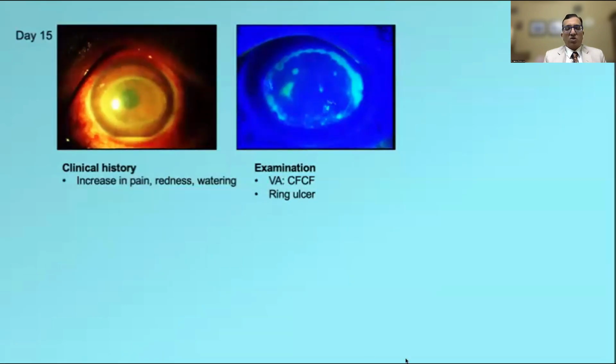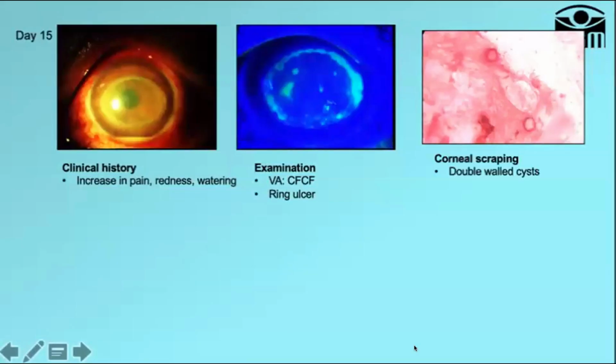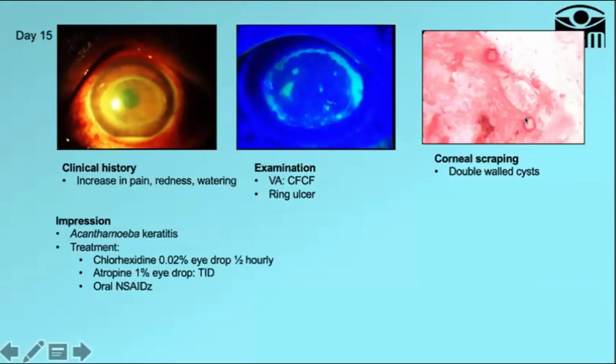And when we did a corneal scraping, we found that there were double-walled cysts. I'm sure you can see that in the corneal scraping. I'm not able to get my pointer there, so I don't know if you are able to see my pointer, but these are the double-walled cysts that you can see. So actually, this was acanthamoeba keratitis, which we misdiagnosed as herpes simplex keratitis. And because we added topical steroids, there was an extreme flare-up.